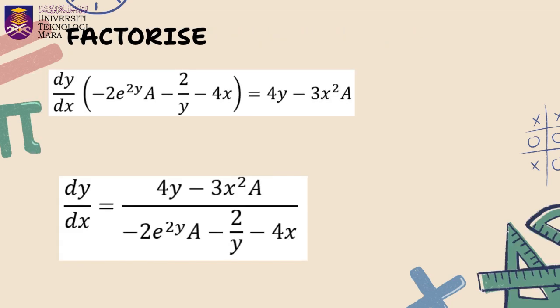We then factorize, becoming dy over dx bracket e to the power of 2y a minus 2 over y minus 4x equals 4y minus 3x to the power of 2a. By isolating dy/dx, we can get 4y minus 3x to the power of 2a over negative 2e to the power of 2y a minus 2 over y minus 4x.